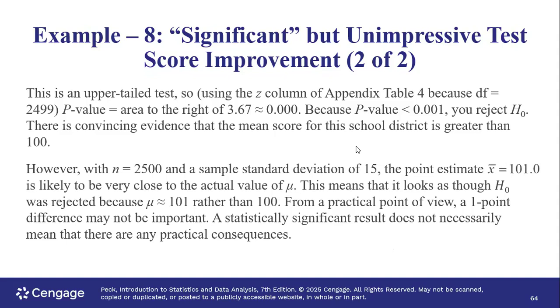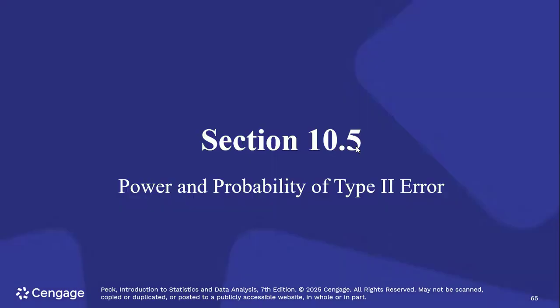What they're saying in the second paragraph, however, is that with sample size 2500 and a sample standard deviation of 15, the point estimate x bar of 101 is very likely close to the actual value of mu. This means that it looks as though H0 was rejected because mu equals 101 rather than 100. From a practical point of view, a 1-point difference may not be important. A statistically significant result does not necessarily mean that there are any practical consequences. Okay, so we will stop here today.